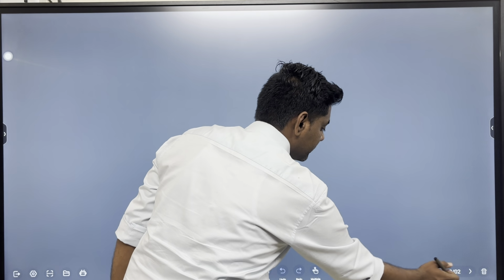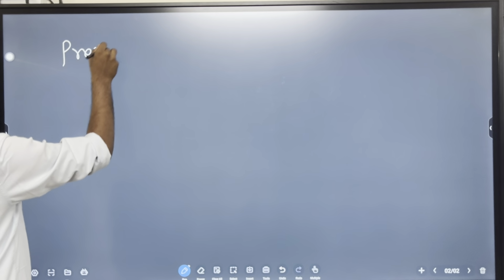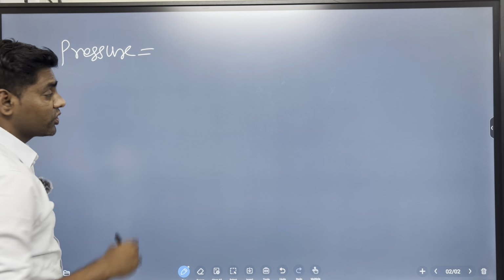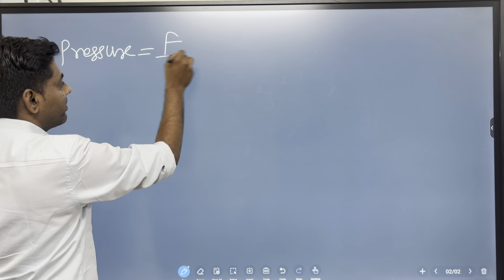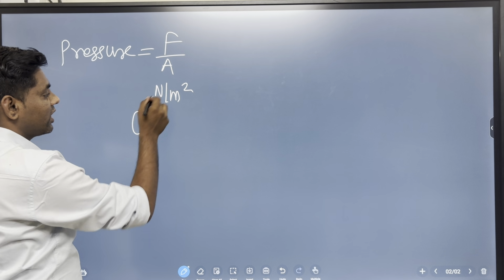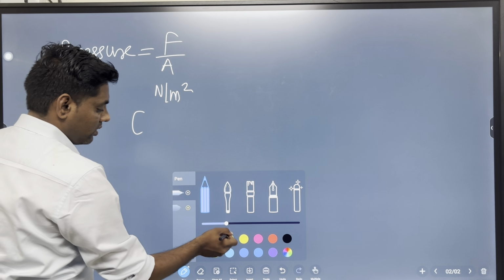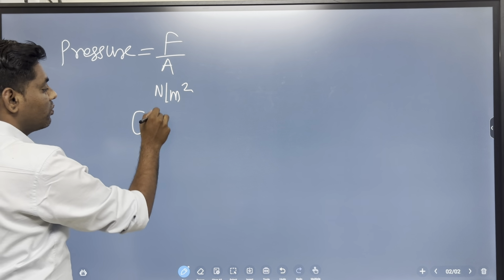The next physical quantity is very simple, that is pressure. As we know, pressure means force divided by area. So what is the SI unit? Newton per meter square. According to that, the dimensional formula of Newton is M1 L1 T minus 2. Then the dimensional formula for meter square, that is area, is L2. So one L gets cancelled. So we get M1 L minus 1 T minus 2. Remember, this is the dimensional formula for pressure.